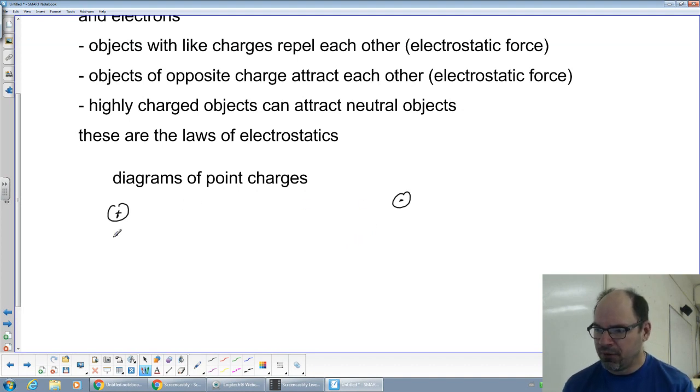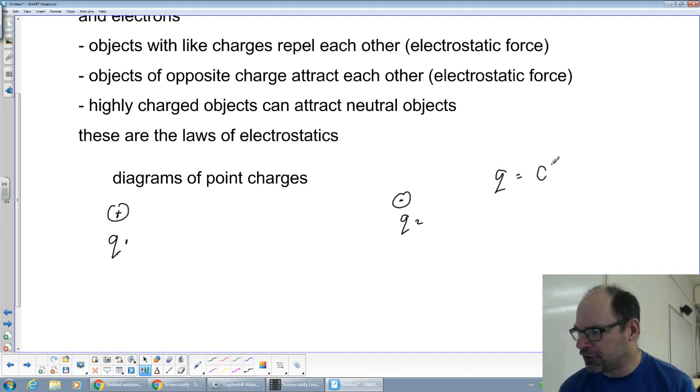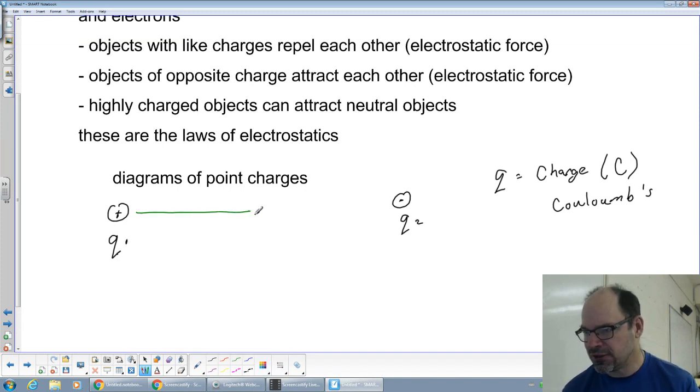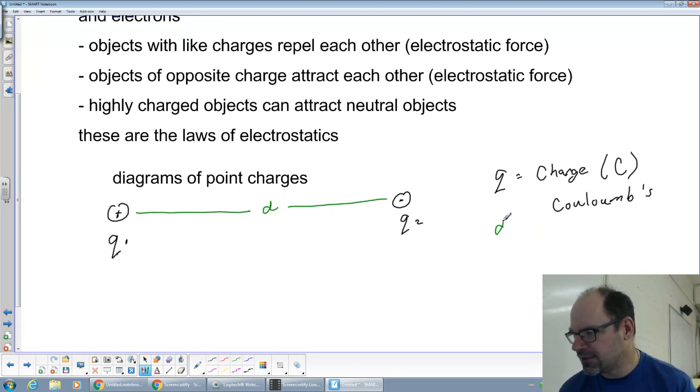If we're looking at these charges, we'll call this one Q1 and this one Q2. Q equals the charge, and charge is measured in coulombs, named after Coulomb. That's the unit of charge. And we have some distance in between the charges, whatever it might be.